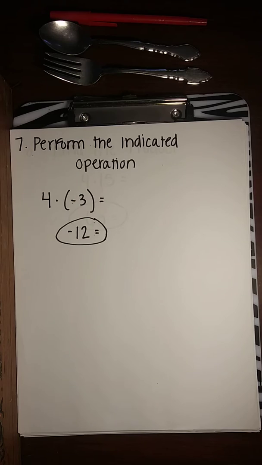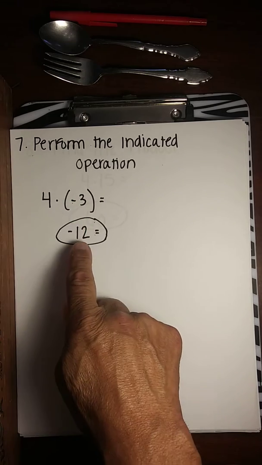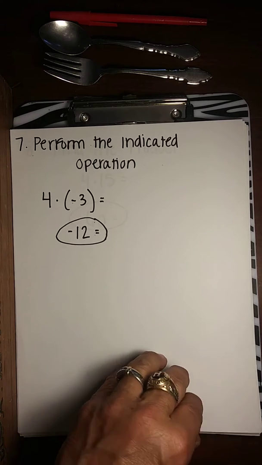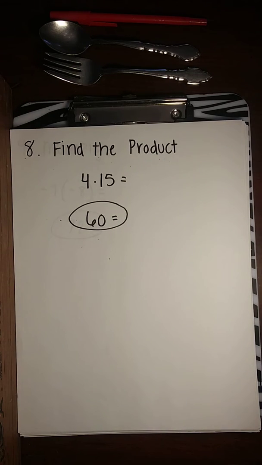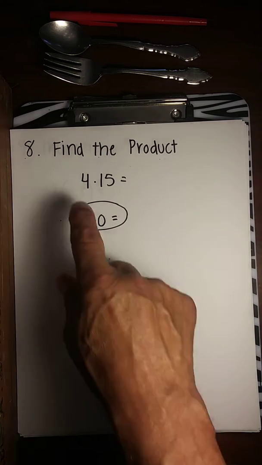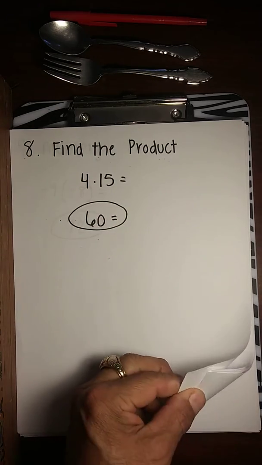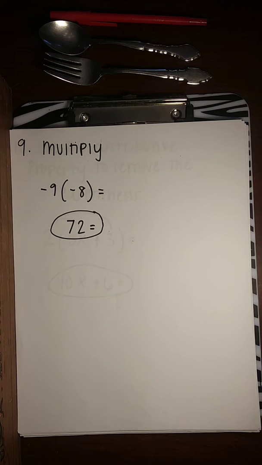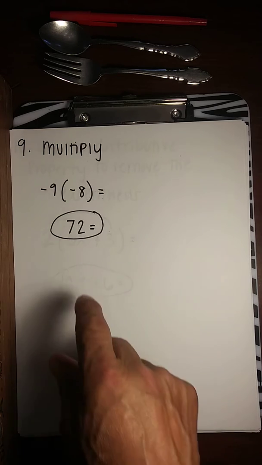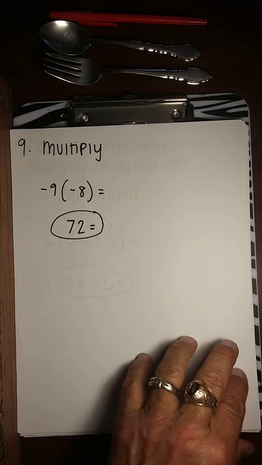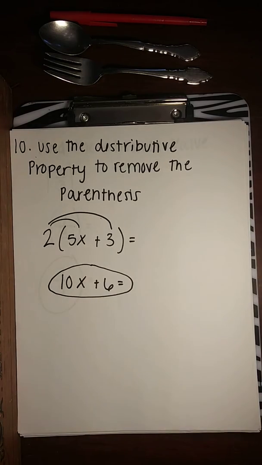Perform the indicated operation. Positive 4 times negative 3 is negative 12. A positive times a negative is a negative. Find the product. 4 times 15 is 60. Positive and positive is still positive. A negative times a negative is going to be a positive answer. Negative 9 times negative 8 is positive 72. Yes, negative times negative is a positive.